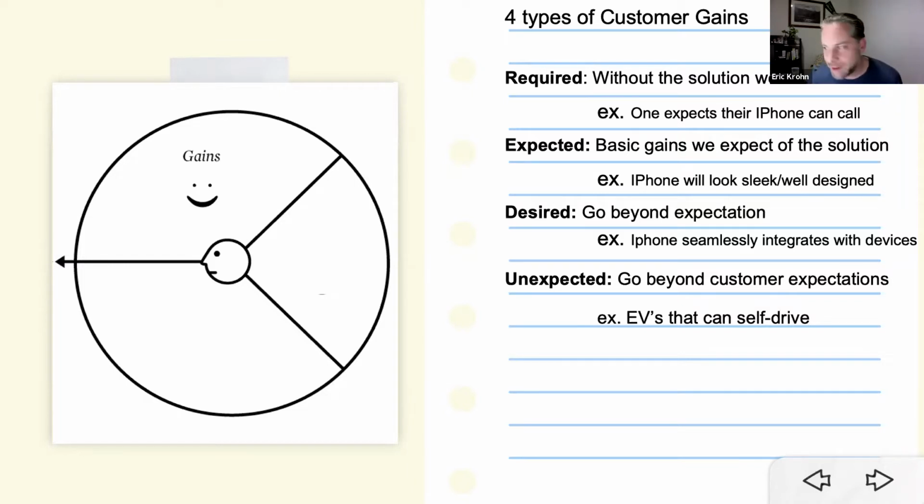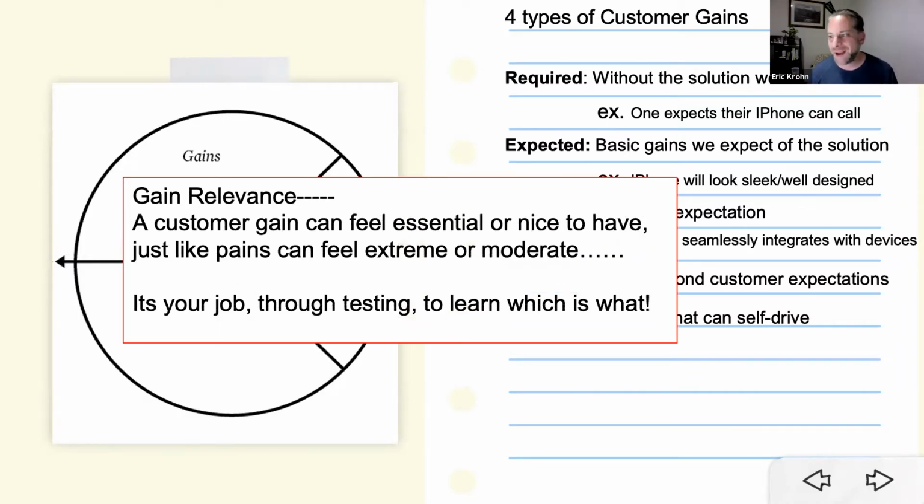Or maybe it's desired. Maybe I really wanted this wicked cool phone because it connects me to my thermostat and all sorts of neat things in my house. And those are the kind of gains that I'm actually willing to maybe pay more money for. So we have to think about what are the gains that our customers are able to get from our products.